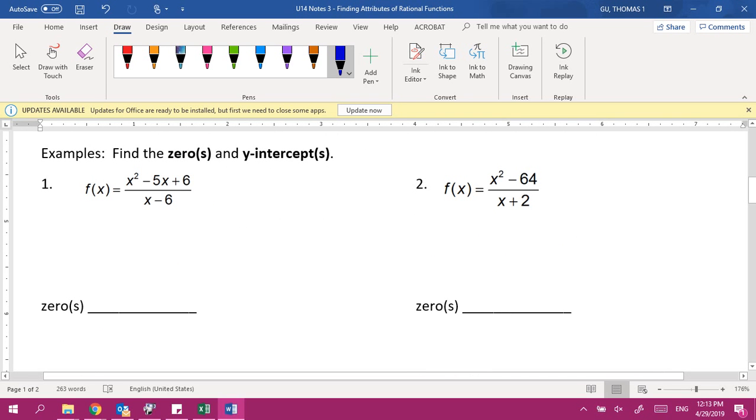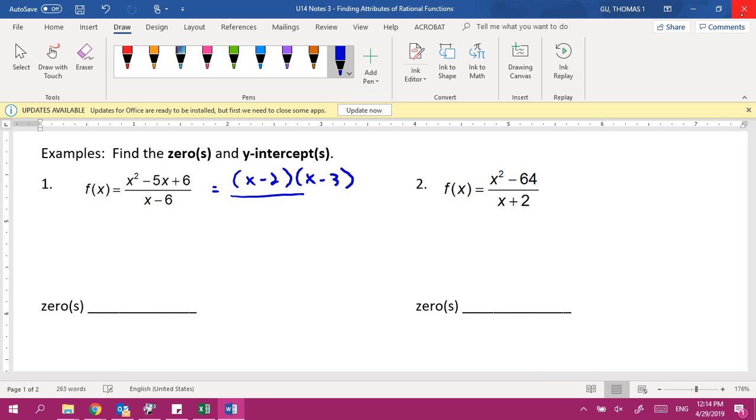Look at number 1. x squared minus 5x plus 6 over x minus 6. You have to factor the top and the bottom before you can do this. So what method would I use to factor at the top? I would use the x box method, or if you can just figure it out, you can do that too. And if I did that, it would be x minus 2 times x minus 3 over x minus 6. I'm not showing it to you because we've done that a million times, so you can do that on your own. But the result would be x minus 2 times x minus 3.